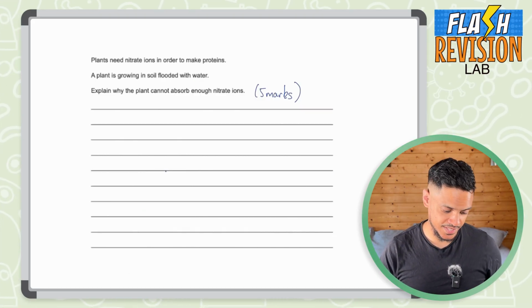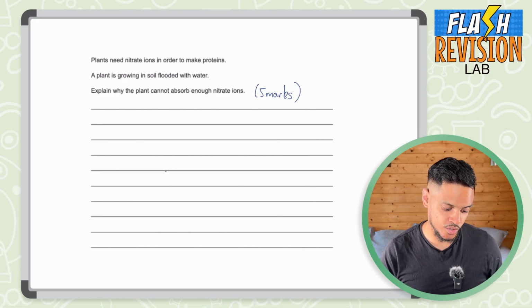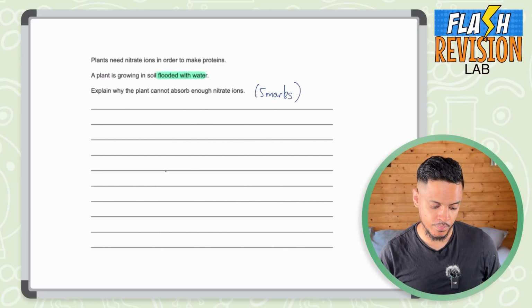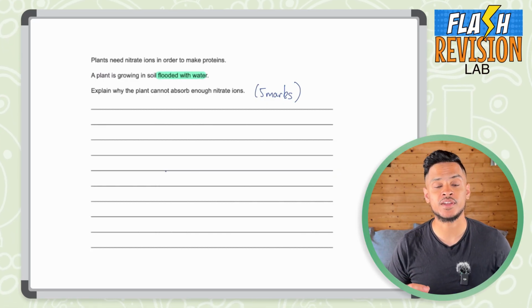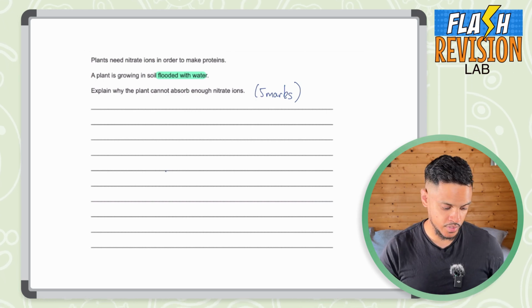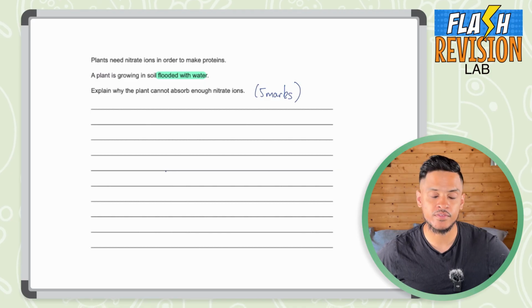It's 5 marks. It says plants need nitrate ions to make proteins. A plant is growing in soil flooded with water. Explain why the plant cannot absorb enough nitrate ions. 5 marks here, so we're going to need quite a few points to explain what's going on here. So why can't the plant absorb enough nitrate ions?